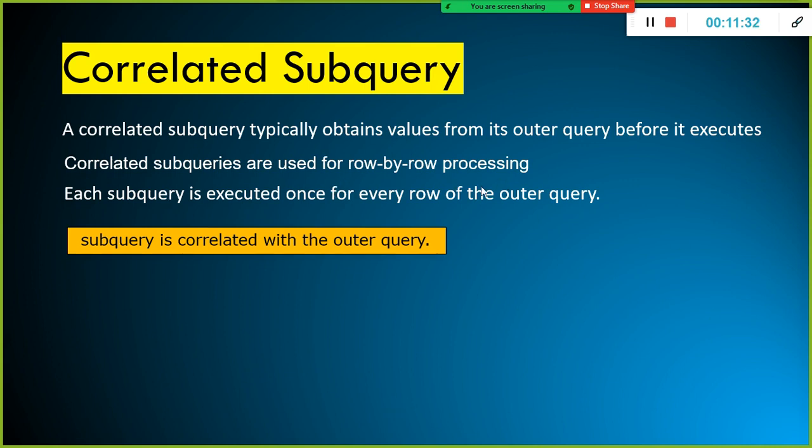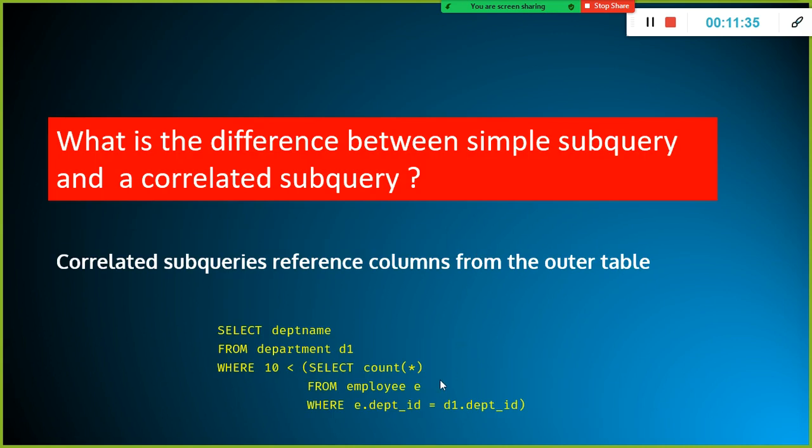Correlated subqueries are used for row by row processing, obviously, because it will compare the department ID of this table's value with this table's department ID, right? The current department ID of the employee table will be compared with this one, joined with this one, and then it will go row by row, right? In row by row it will count the values. Select here, what is happening? Select count star from employee where e dot department ID equal to d1 dot department ID. So where 10, select depart name 10. So what is happening here? What are we doing here?